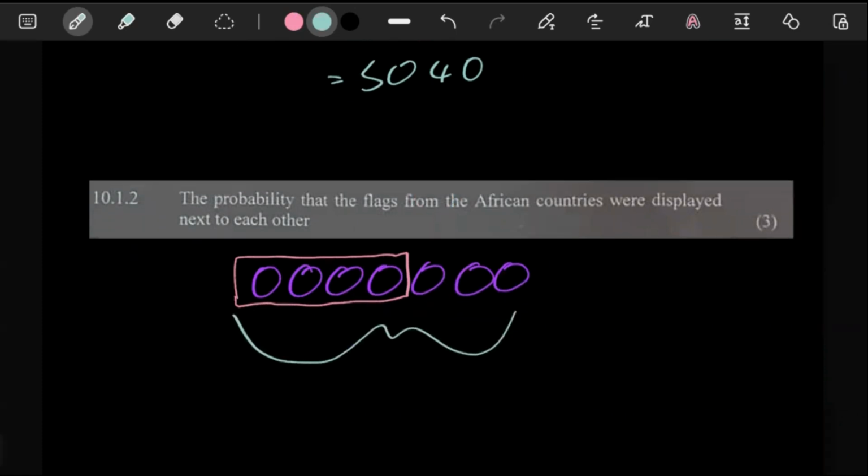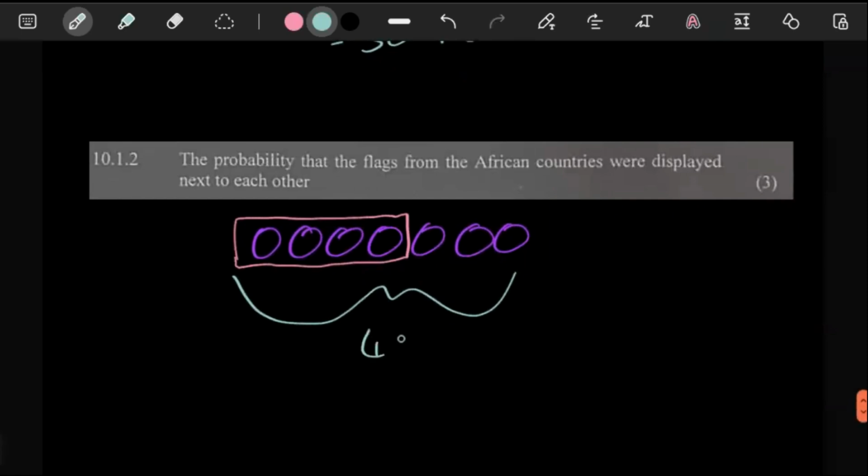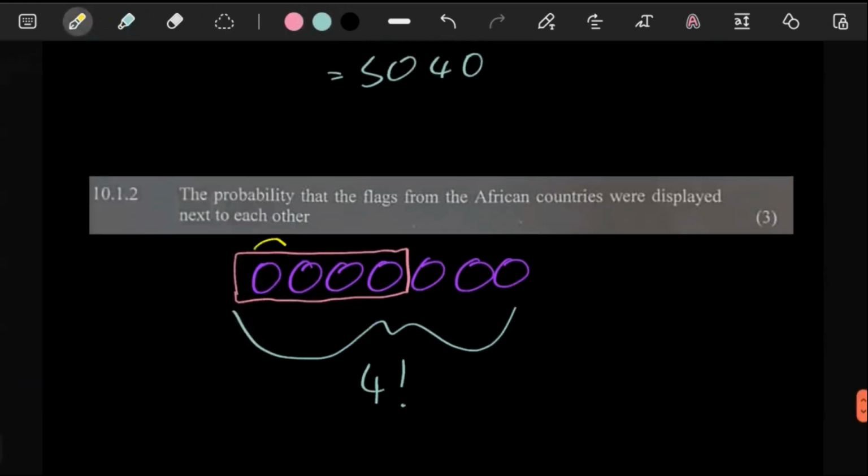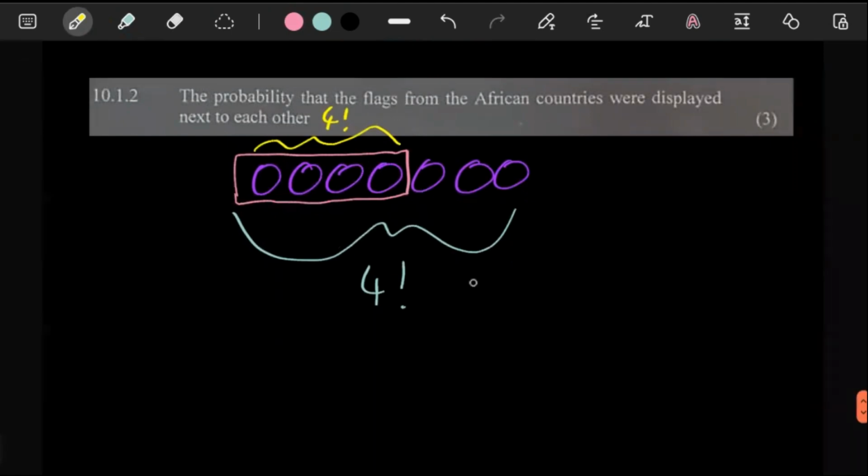These 4 objects can be arranged in 4 factorial ways. However, the flags that are stuck together can also be arranged in 4 factorial ways. So the total number of arrangements here is just going to be 4 factorial times 4 factorial. So the total number of arrangements there, let's see in the calculator, 4 factorial times 4 factorial.